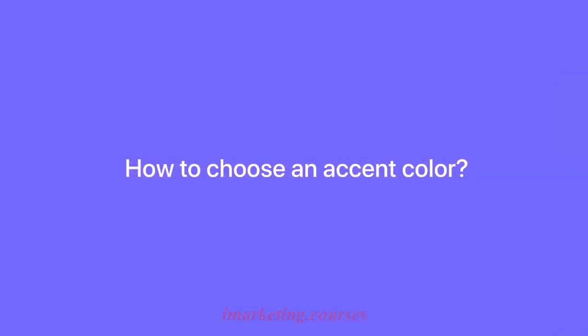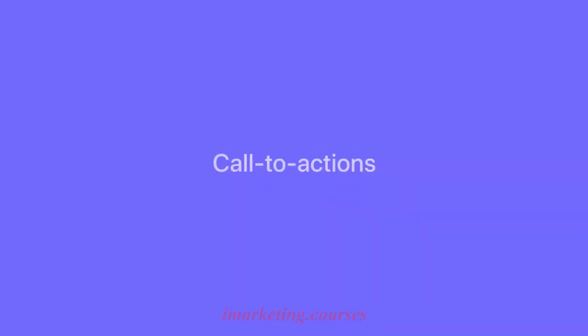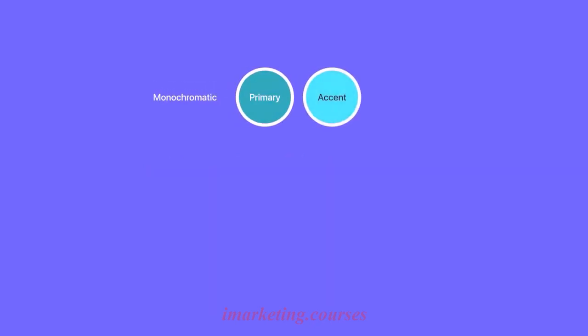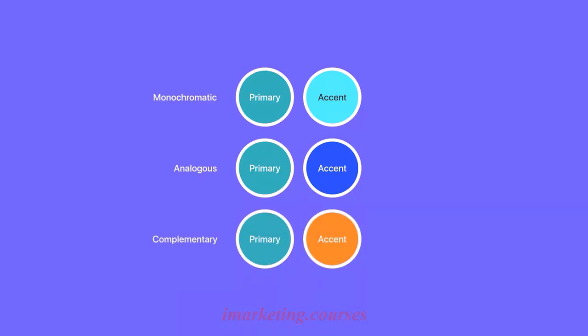Accent colors are used for links, call to actions, progress bar, etc. They are usually bright and saturated. You can create an accent color by choosing the base or primary color and using different color harmonies like monochromatic, analogous, or complementary. If you're still unsure how to choose a great accent color, let me show you my process.